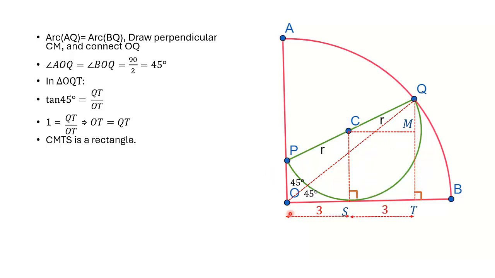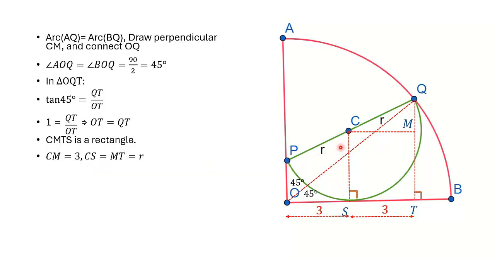And we know that this length is equal to this length, and both are equal to 3 units. So we can say length CM is equal to 3 units, because this is a rectangle. So this CM will be equal to ST, and ST is 3 units. So CM is equal to 3 units.